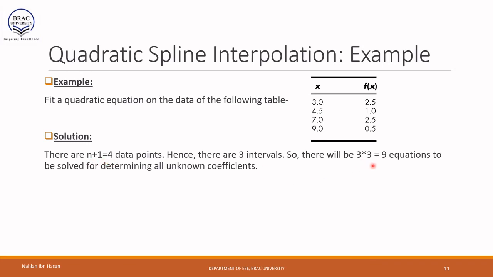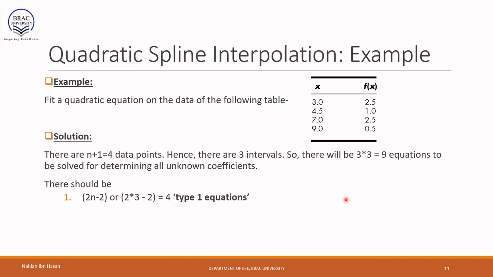So I would have to find 3n equations. Since there are 4 data points, there are 3 intervals, and at each interval I would have to determine 3 coefficients. So in total there are 9 equations that I have to solve for 9 unknown coefficients. That is the main purpose of this example. So I have to determine these 9 equations.